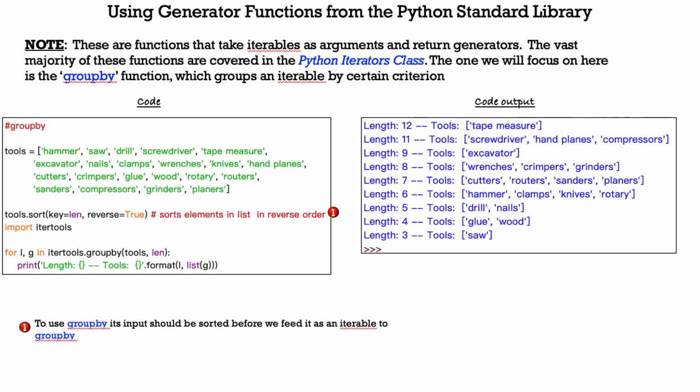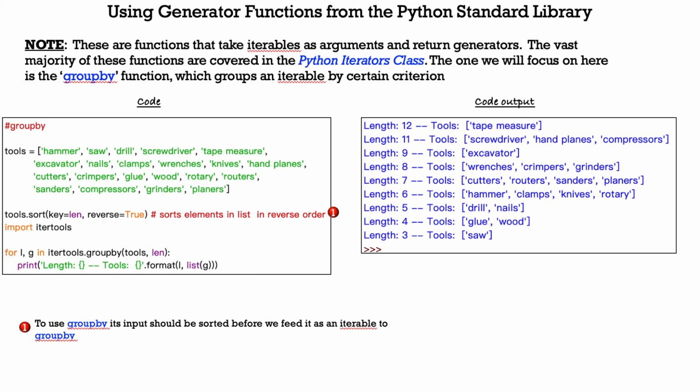Pretty powerful. And here we'll be using generator functions from the Python standard library. These are functions that take iterables as arguments and return generators. The vast majority of these functions are covered in our Python iterators class as part of this series. The one we'll focus on here is groupby. This groups an iterable by a certain criterion.